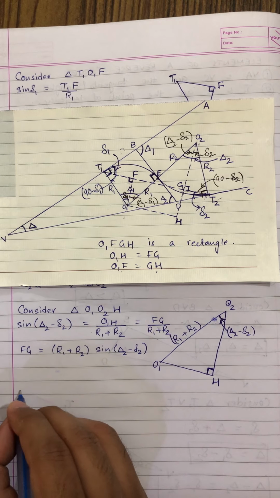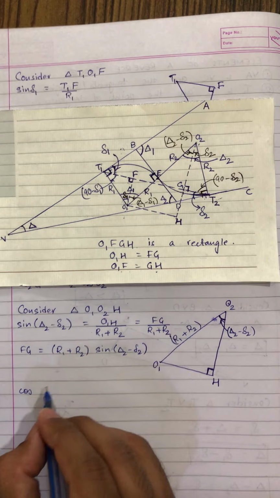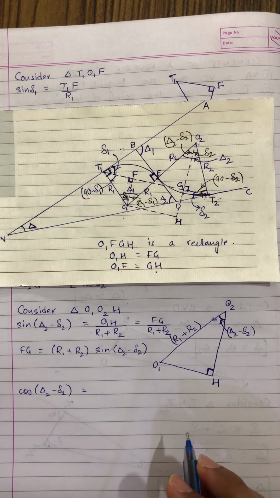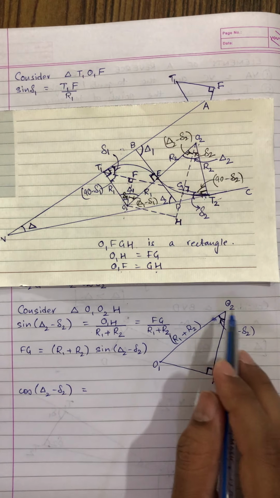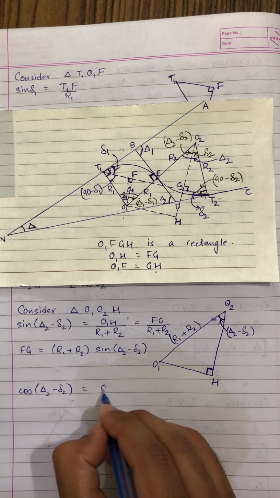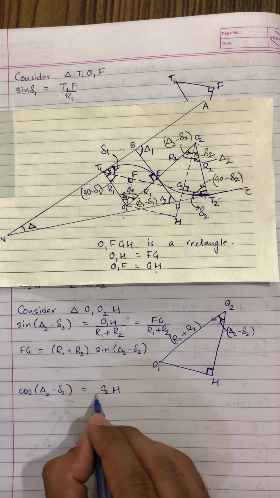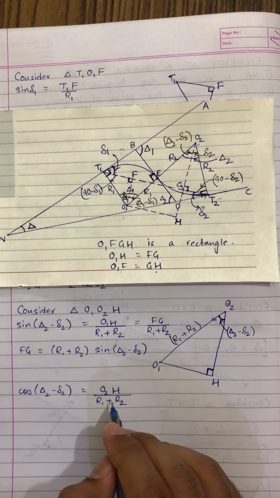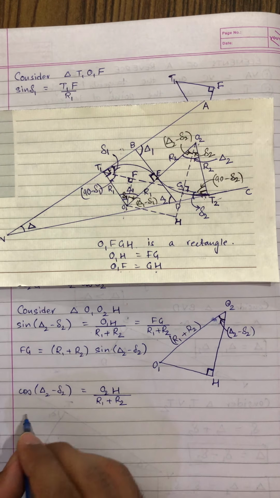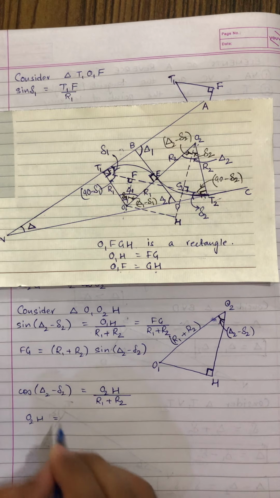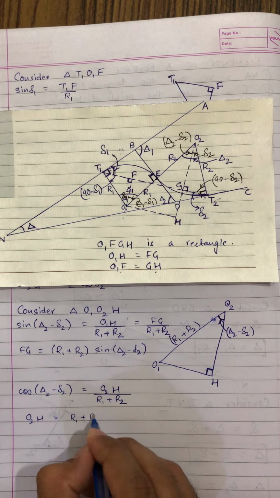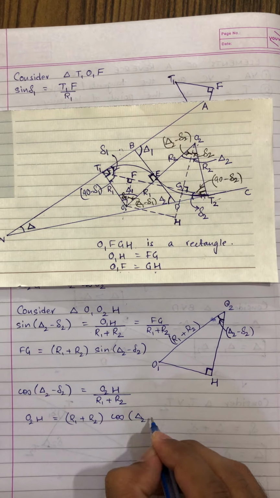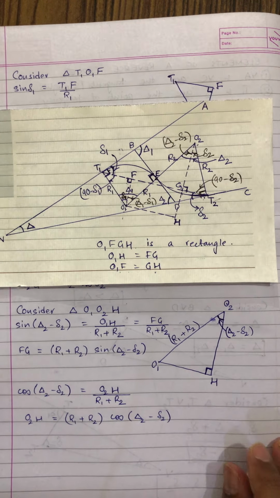Similarly, cos of delta 2 minus del 2, what will that be? It will be adjacent upon hypotenuse. Adjacent is O2H and hypotenuse is R1 plus R2, so O2H upon R1 plus R2. So here O2H will be equal to R1 plus R2 cos delta 2 minus del 2.